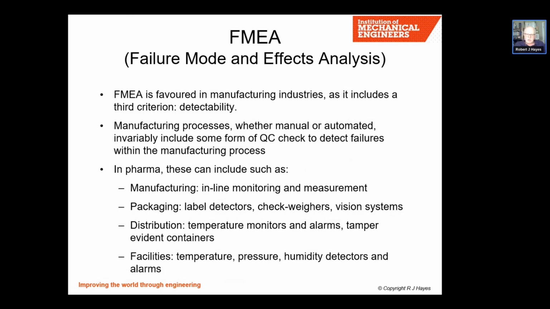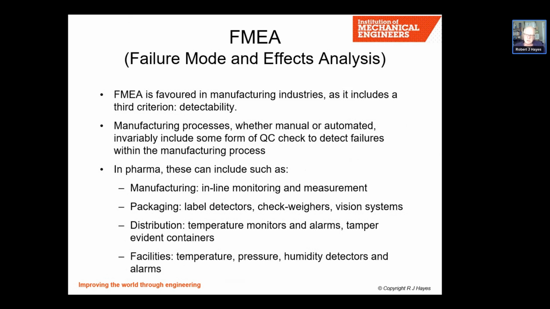And within manufacturing processes, we can have some form of QC checking to detect faults and failures within the manufacturing process. In our industry, it would be inline monitoring, label detectors, checkweighers, vision systems, and distribution temperature monitors and alarms, temperature containers and the like. And of course, within facilities, temperature alarms, humidity detectors, and associated alarms. So there are various things that we can introduce and put into our processes.